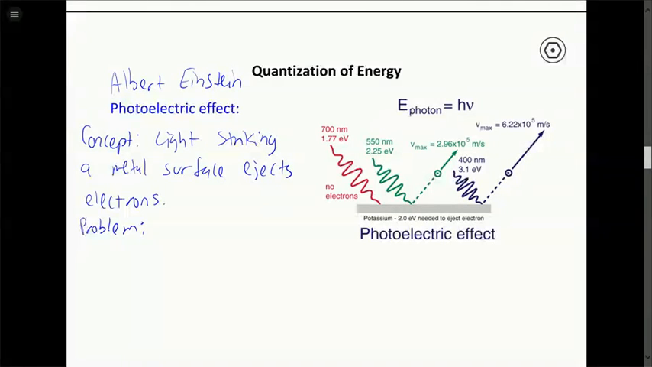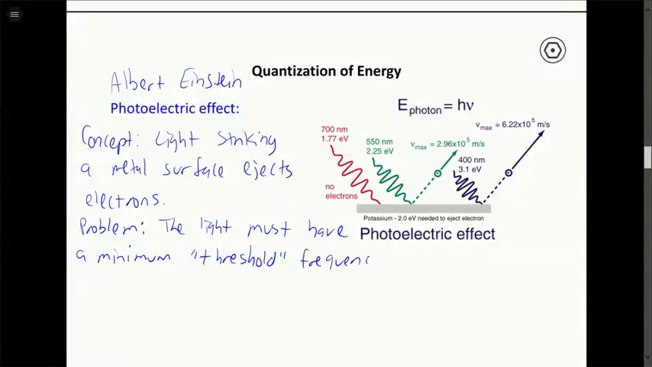So the first thing is that the light must have a minimum frequency, what we call the threshold frequency, in order to see any electrons coming off. So we call this the threshold frequency. Below this value, so if the frequency is less than the threshold frequency, no electrons are ejected, regardless of the intensity of the light that you use.